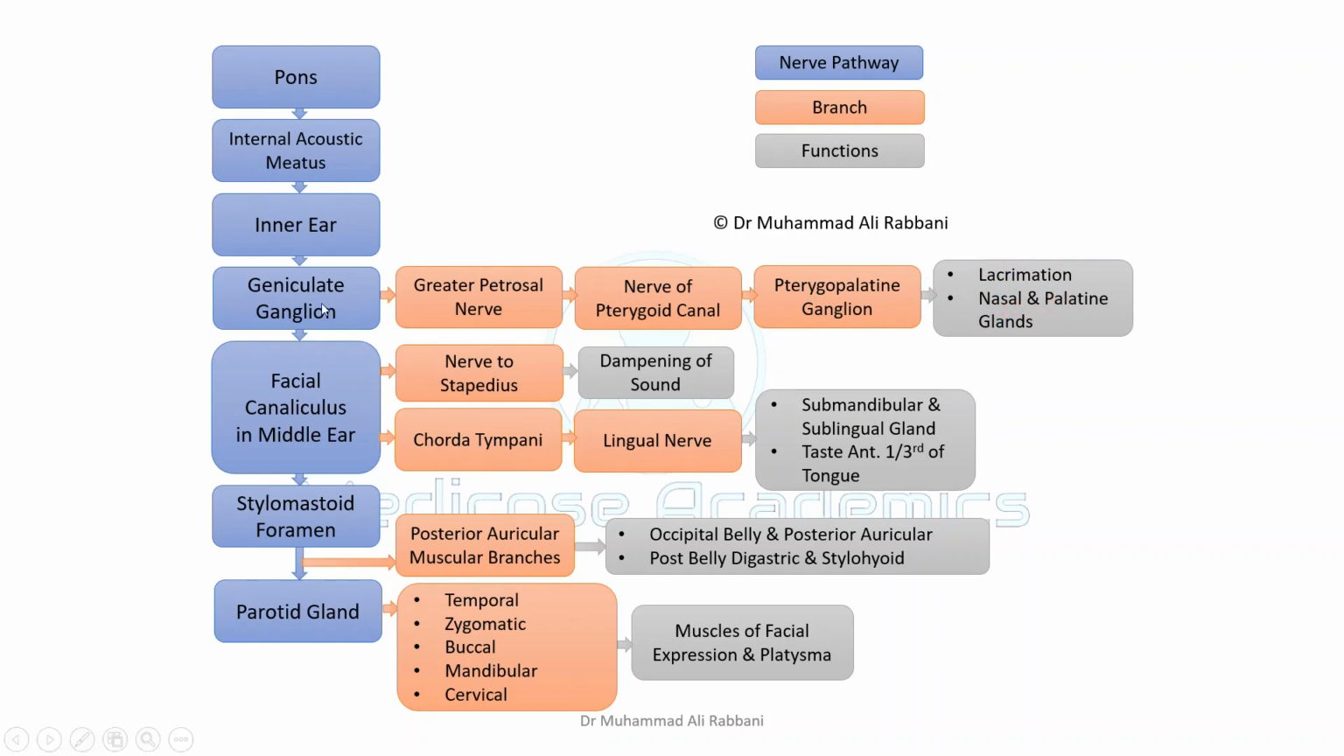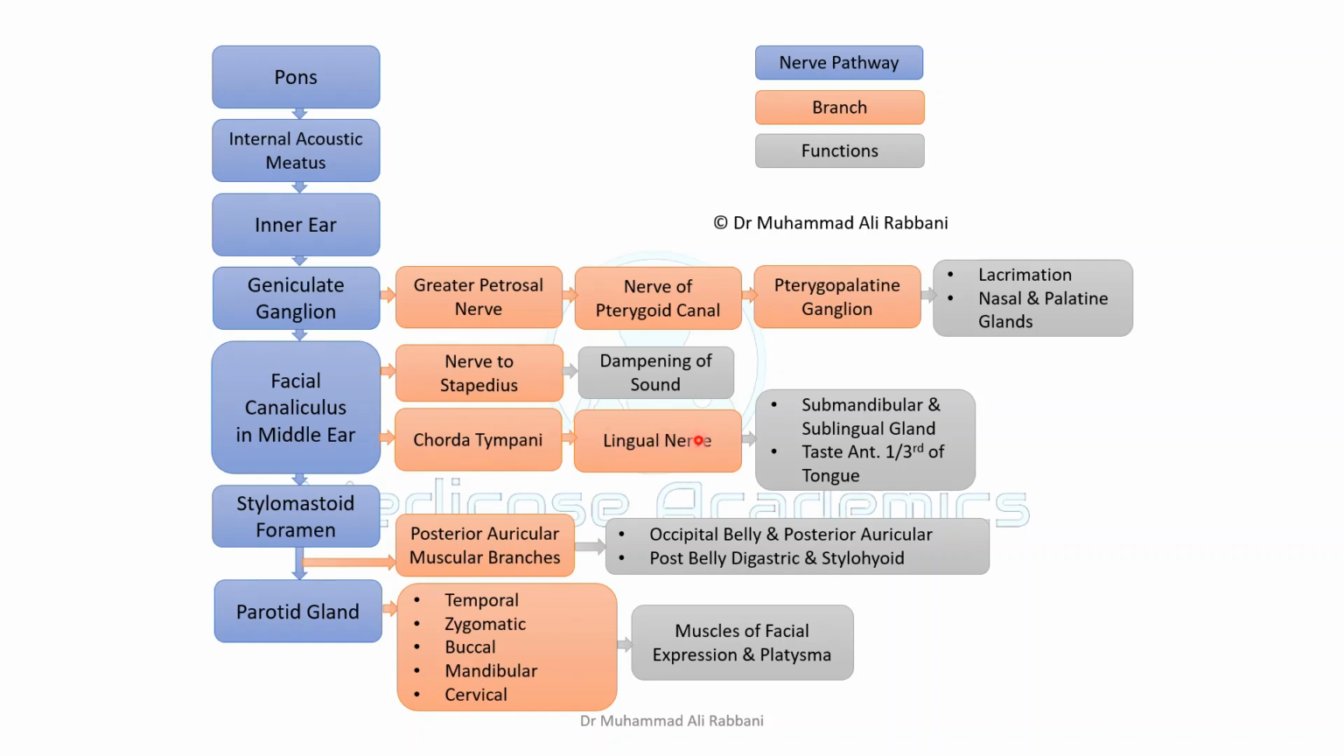Then in the middle ear, it passes in the wall, first in the medial wall, then in the posterior wall, that is the facial canaliculus. First, it gives rise to the nerve to stapedius that supplies the stapedius muscle, which leads to dampening of the sound. Then in the posterior wall, it gives rise to the chorda tympani branch that passes through the middle ear and exits through, I think, the petrotympanic fissure. Don't quote me on that.